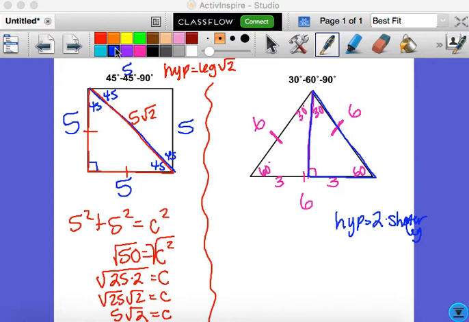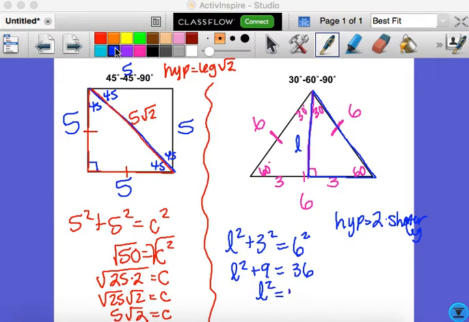So what I need to find is this longer leg, or L. That's a cursive L, just in case you've never seen that before. So I'm going to say L squared plus 3 squared should equal 6 squared. So L squared plus 9 equals 36. I can subtract 9, and I end up with L squared equals 27. And then from here, I'm going to take the square root of both sides.